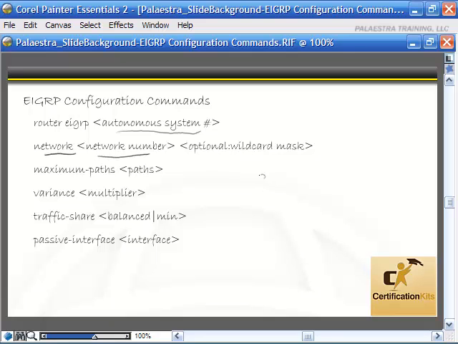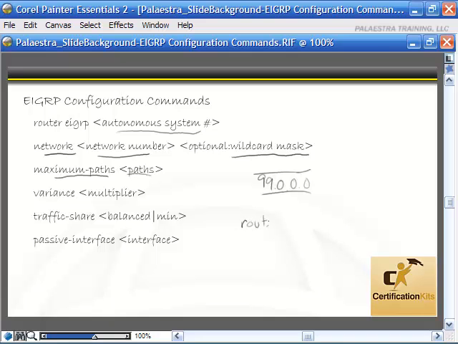We were using a network number of 99.0.0.0, not a subnet. On the most recent IOS versions with Cisco, you can actually specify a subnet and a wildcard mask. Not available on all routers. Maximum paths, and then the number of paths.